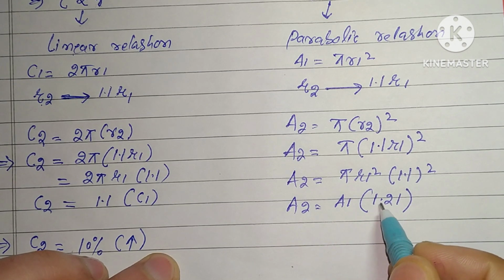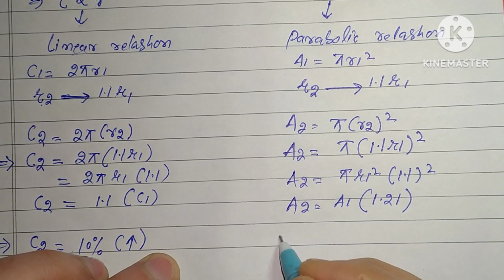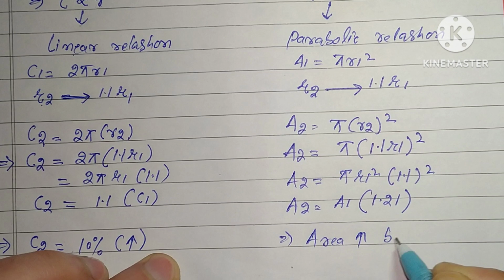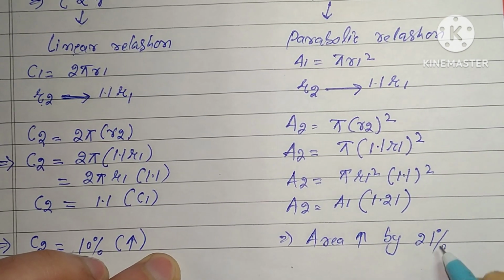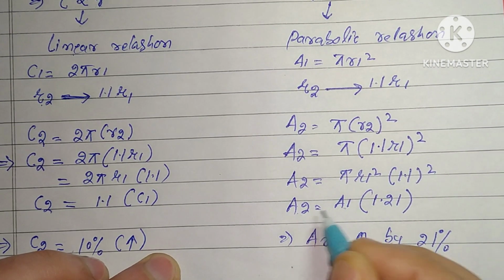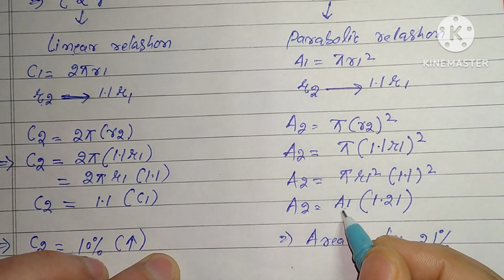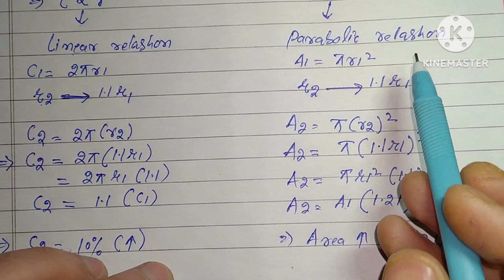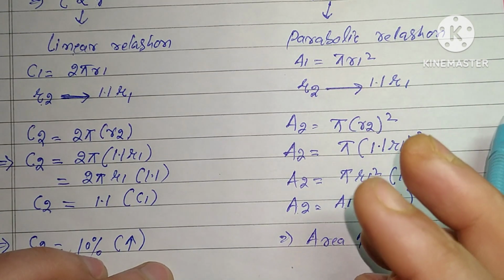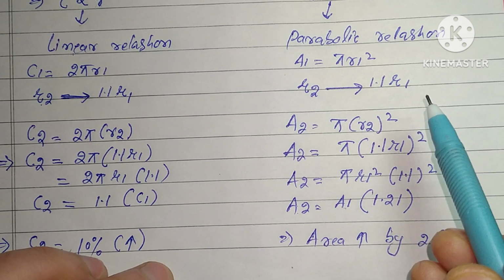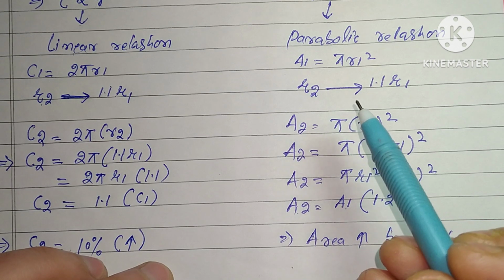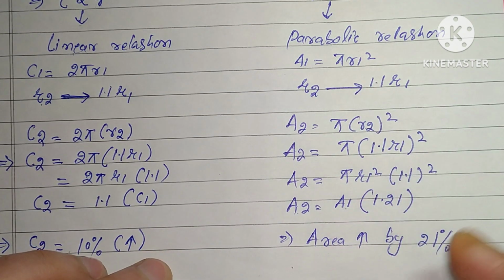Here the conclusion is the area increases by 21%, because the multiplying factor is 1.21. The new area is 21% more than the original area. So the conclusion is, for parabolic relation, the parameters do not change by the same percentage. If one parameter increases or decreases by some certain percentage, the other parameter will not increase by the same percentage. That is the case with area.